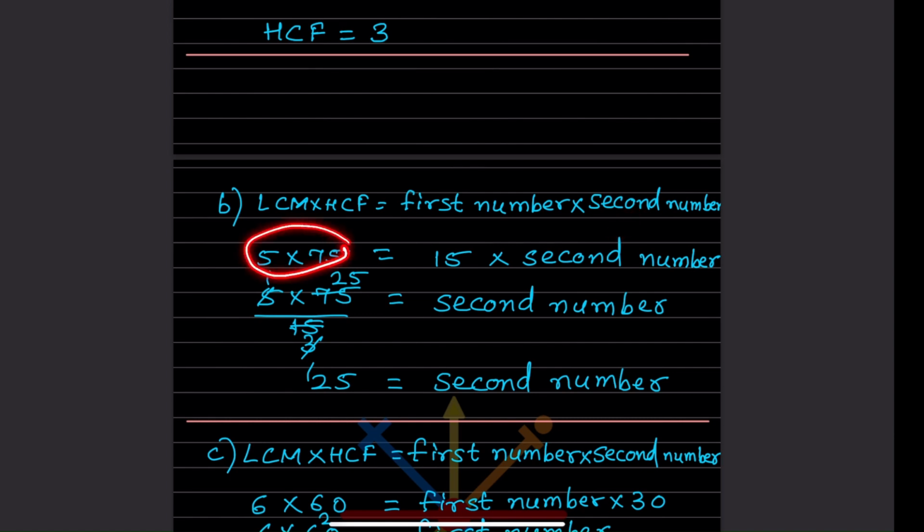5 into 75, this is on the left side, you keep it as it is, but this is equal to the first number on the right-hand side, 15. When it comes to the left-hand side, it is going to get divided, and this stays in its place. So now what will you do? 5 ones are 5, 5 3s are 15, 3 ones are 3, 3 25s are 75. So the answer is 25. The second number is 25.